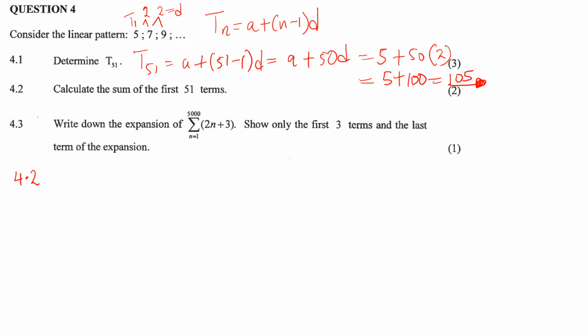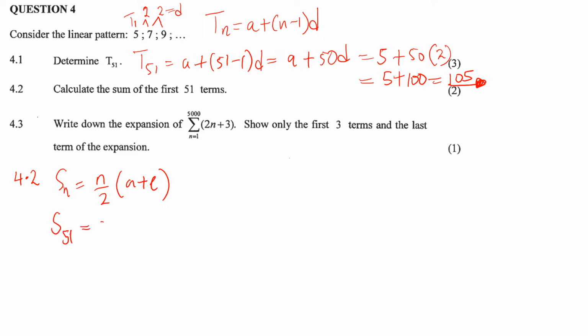All right, let's go to 4.2. It says calculate the sum of the first 51 terms. How can we calculate the sum of the first 51 terms? Obviously, we can't do it manually by getting all 51 terms and adding them up, because that will take a lot of time. So we have a simplified formula that helps us to get the sum of an arithmetic sequence. It says Sn equals n over 2 into a plus the last term.